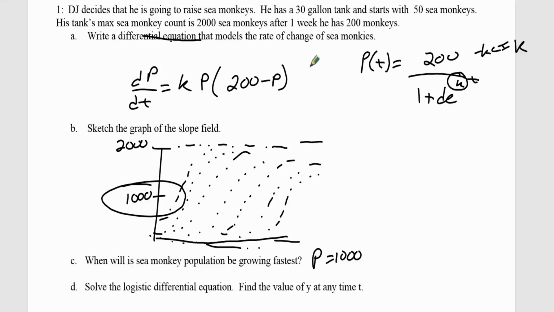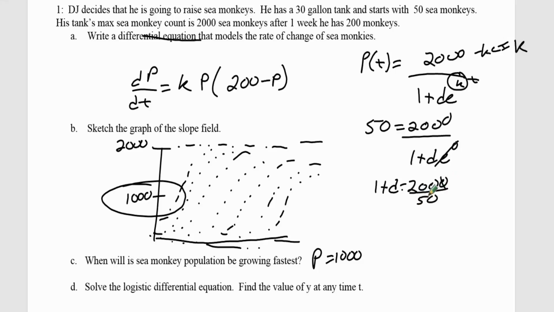So what do we know? We have two variables. We have a lot of information. We start with 50 sea monkeys. So at time equals 0, we get 50. So 50 equals 2,000, not 200, sorry, over 1 plus d, which I don't know, e to the 0. So when we solve this, we just rearrange this. e to the 0 cancels out. 1 plus d equals whatever 2,000 divided by 50 is. And so we end up with 200 divided by 5, which is 40. So d equals 39, unless I am brain dead. I want to verify that really fast, because if we do have the wrong number, then we are going to be off on the next spot.